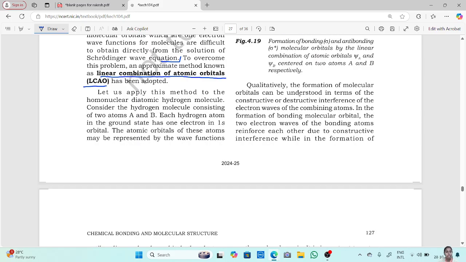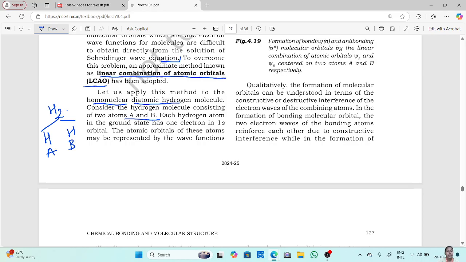Let us apply this method to a homonuclear diatomic hydrogen molecule. With an example you will understand it better, like what this concept means. So here they have taken an example of diatomic hydrogen, that is your simple H2 molecule. Now consider a hydrogen molecule consisting of two atoms, A and B. Again, you have to split this hydrogen into two. Take one as A, another one as B.